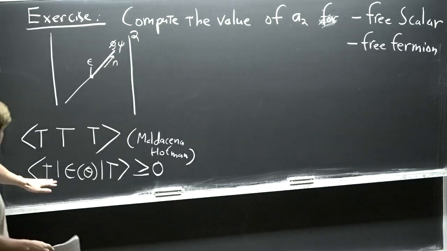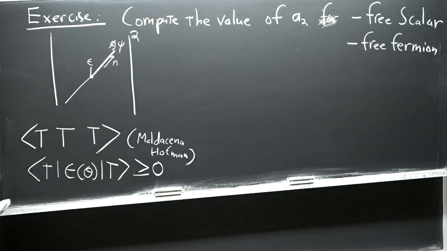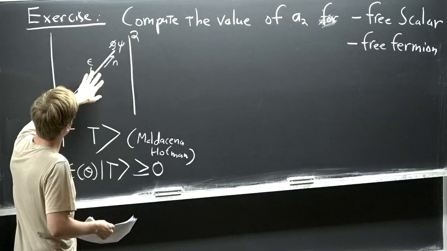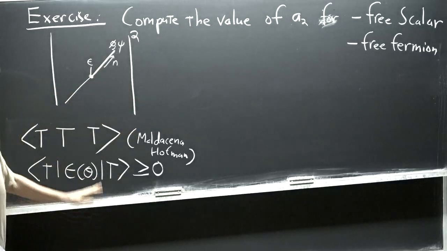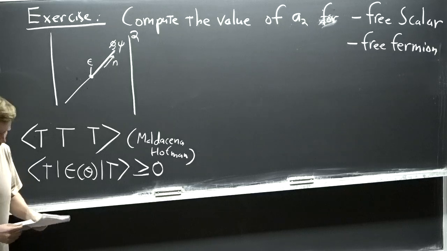More generally, you can put any state here and derive some bounds. It's a fun thing to do. It's worth trying to see how simple it is, and that from a tree-level calculation of a free theory, you can derive these bounds very nicely.